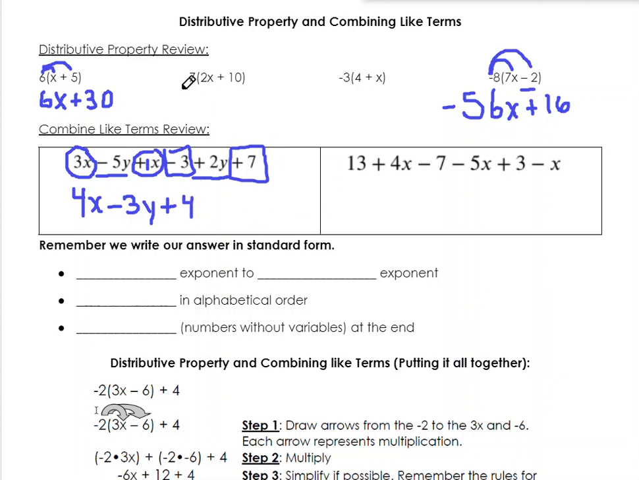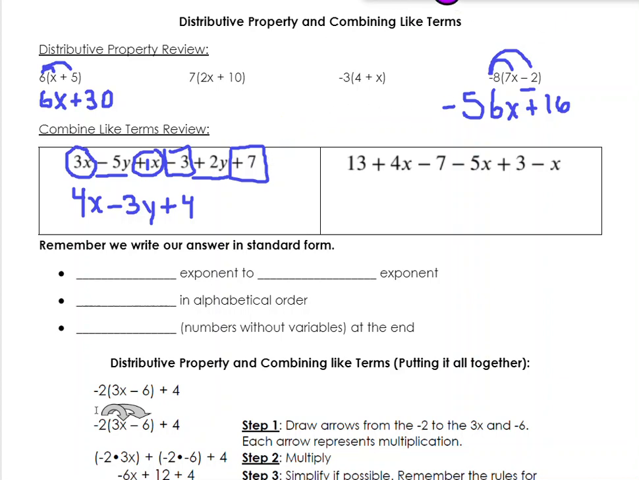Okay? All right, so distribute property, you take the number on the outside, you multiply it to everything on the inside. Combining like terms, you can only combine things that have the same variable raised to the same exponent. Remember that? Like you can't combine x with x squared. Those are not like terms. Can't do that. Okay? So I have to have the same variable raised to the same exponent.